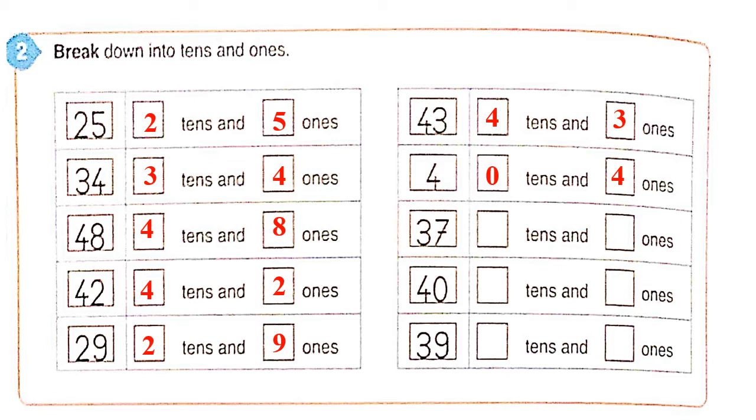37, we have 3 at the left, so 3 tens, and 7 at the right, so 7 ones. 40, we have 4 tens because 4 is located at the left, and we have 0 ones because we have 0 at the right. There is no ones. We have 39 now, 3 at the tens, and 9, of course, ones.